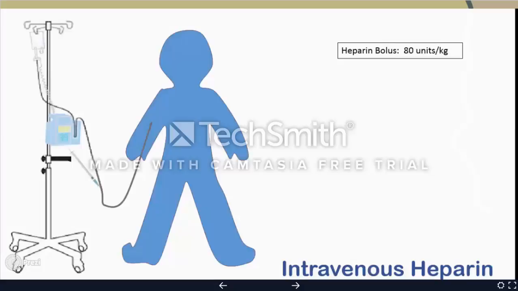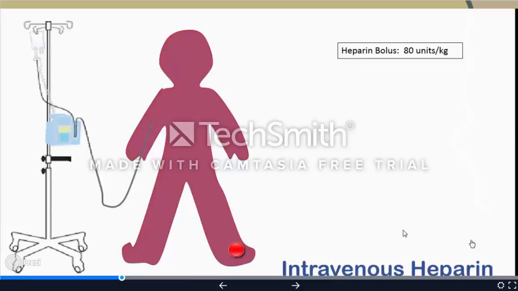The heparin will flow into the patient. Now we see that the heparin is distributed throughout the patient. We see the patient in red. But the body is a living organism, and it is constantly working to eliminate foreign objects, in this case, heparin. So as time goes by, the heparin is eliminated from the body and the concentration of heparin decreases, meaning that the blood is more likely to coagulate.